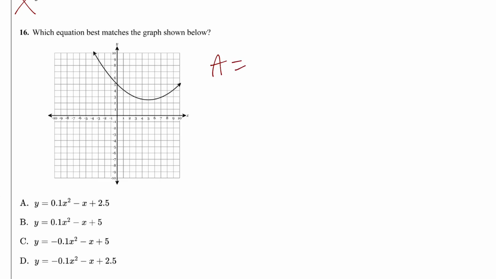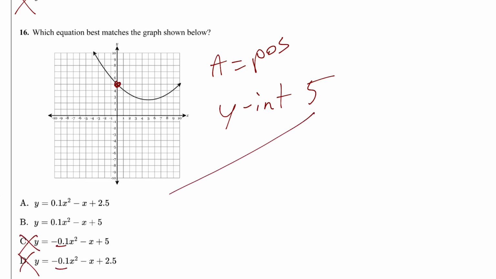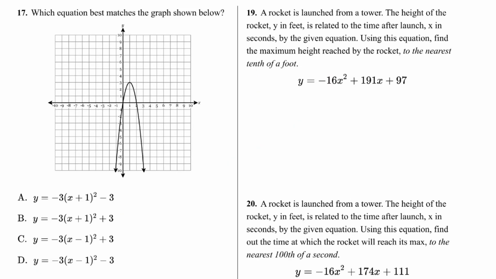This is another standard form question. I know that a here is going to be positive, and my y-intercept, again, is 5. So it's not these two because those have negative a values, and it's going to be B because it matches the y-intercept.